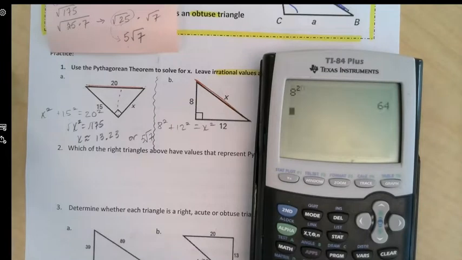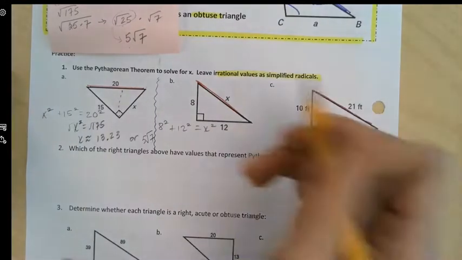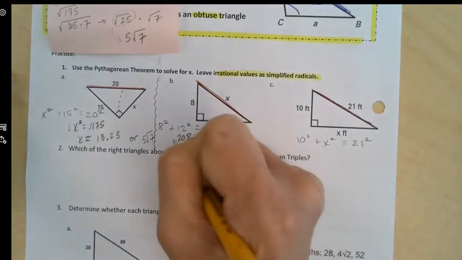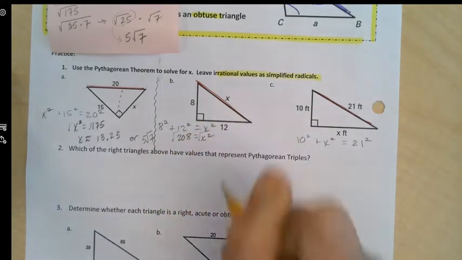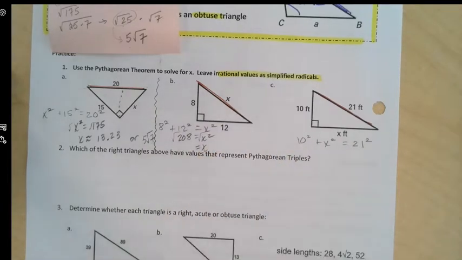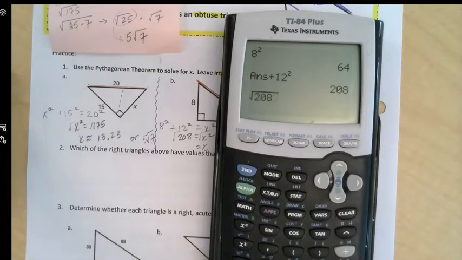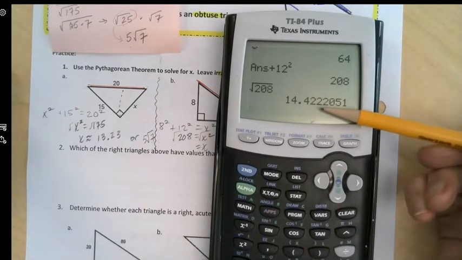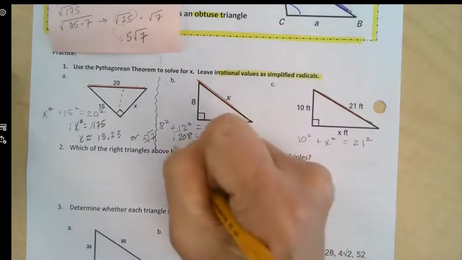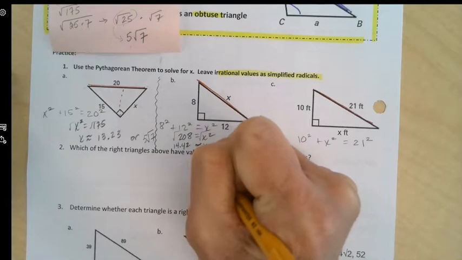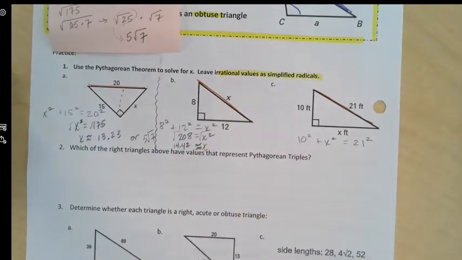All right. So for B, I have here 8 squared plus 12 squared is 208. So I know that 208 is equal to x squared. I can take the square root of each side. That's a property of equality. So x is going to be equal to, if I ask myself what is the square root of 208, 14.42. I'm going to round it to the nearest hundredth. And I make these squiggly lines to let everybody know that that's a rounded value.